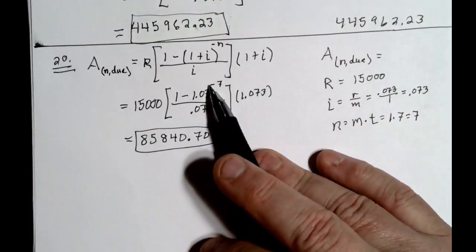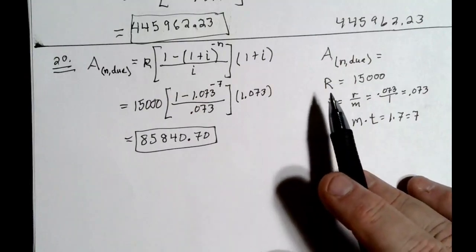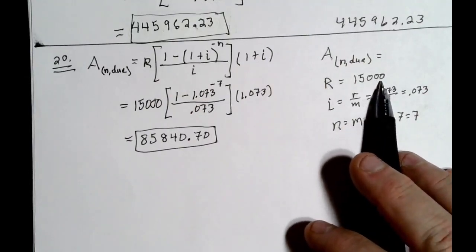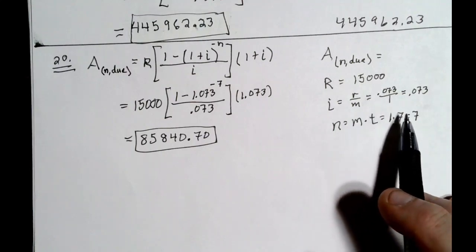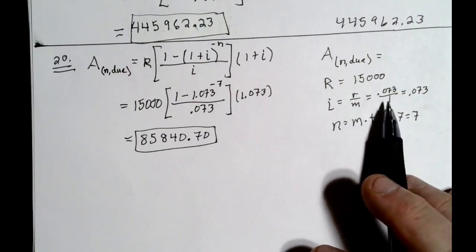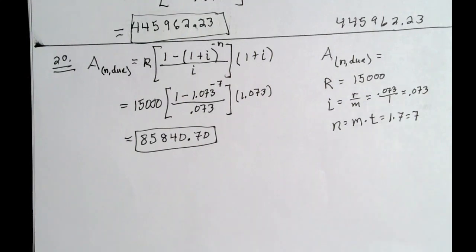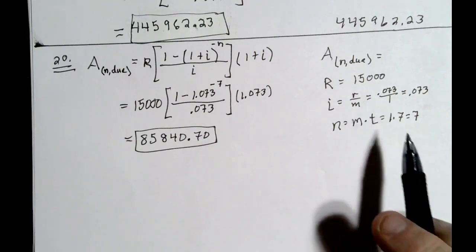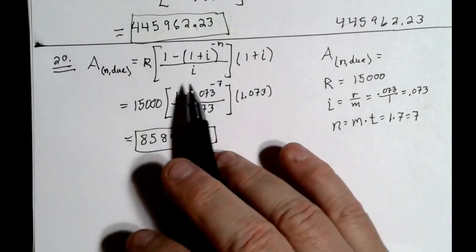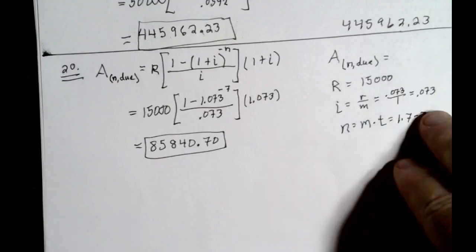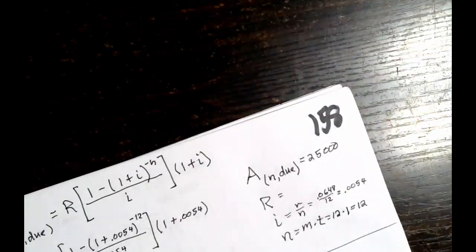20, this is an annuity due. All right, so it pays 15,000, so that's your R. T is 7. Interest rate is 0.073. Annually is your M, and so you get 0.073 is I. N is 7. Plug everything in. Again, you crunch it down carefully, and you get 85,840.70.